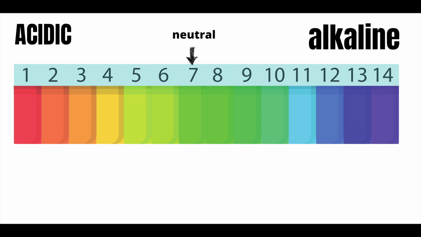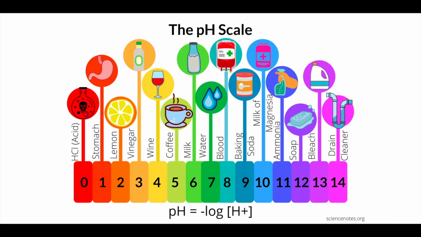And you have your neutral smack in the middle. Your neutral is number 7 and only number 7. Every other number belongs to either an alkaline or an acidic. So our acidic solutions are going to be numbered 1 to 6, and our alkaline solutions are going to be numbered 8 to 14.